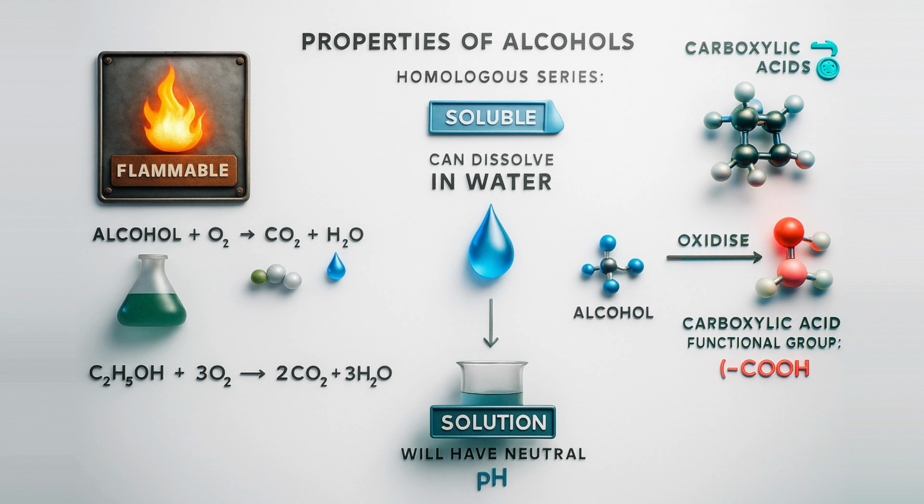Another important property of alcohols is that they are soluble in water. This means they can dissolve in water to form a homogeneous solution. Since alcohols are neither strongly acidic nor strongly alkaline, the solutions they form are usually neutral, with a pH of around 7. Alcohols can also be oxidized, which means they can react with oxygen to form carboxylic acids.